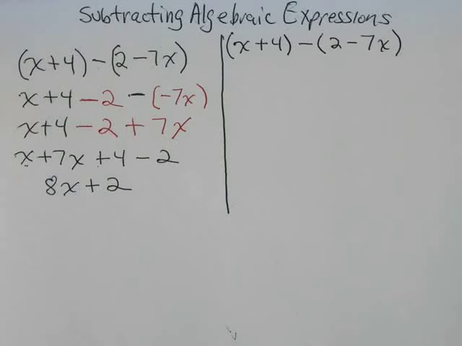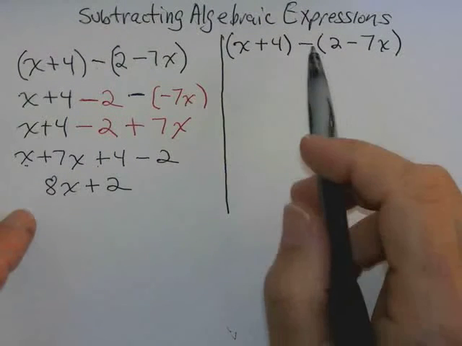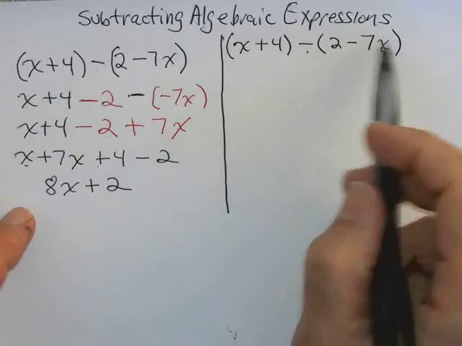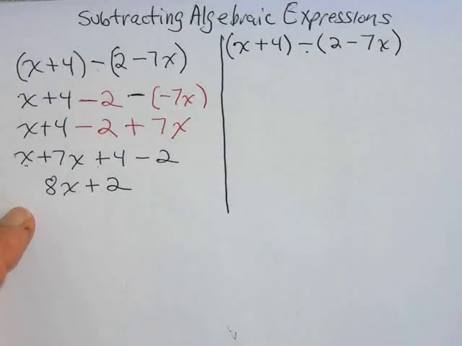In this video, we're going to look at a second way to think about subtracting algebraic expressions. We're going to use the same problem we did before, x plus 4 minus 2 minus 7x. What we're going to do is similar to what we did before. We'll think about this idea, which I think we'll find very helpful: remembering that subtracting a positive is the same as adding a negative.